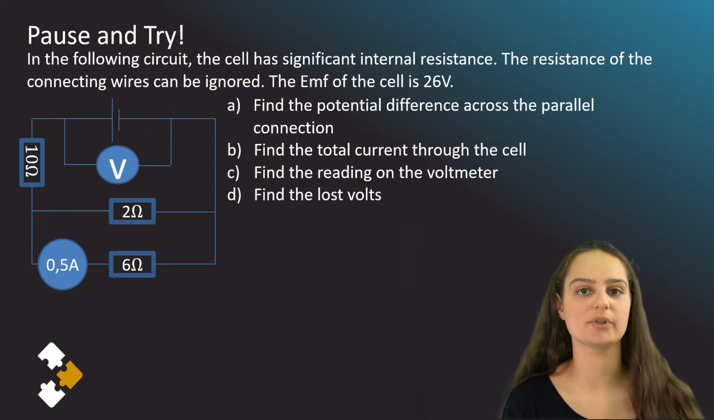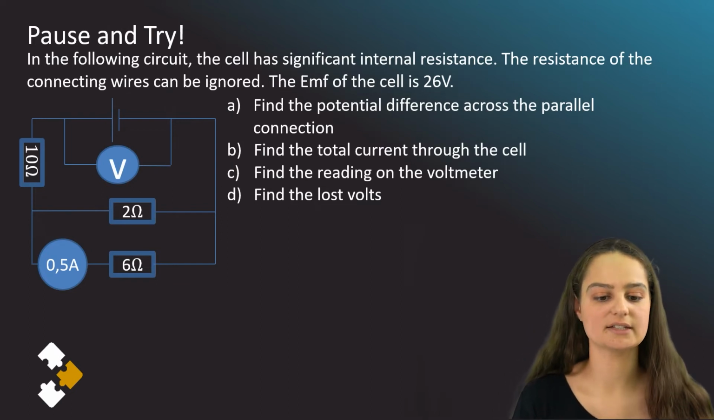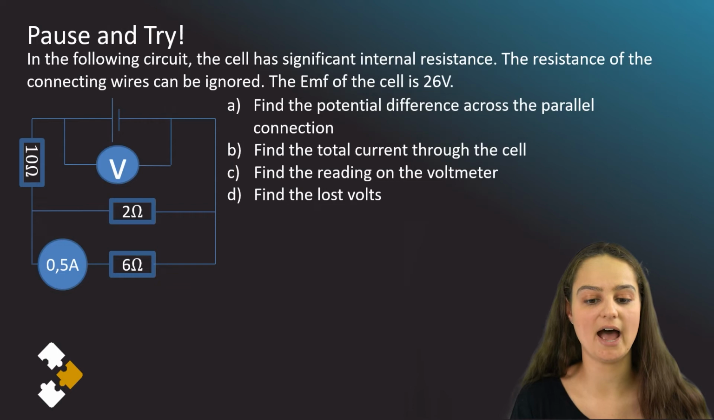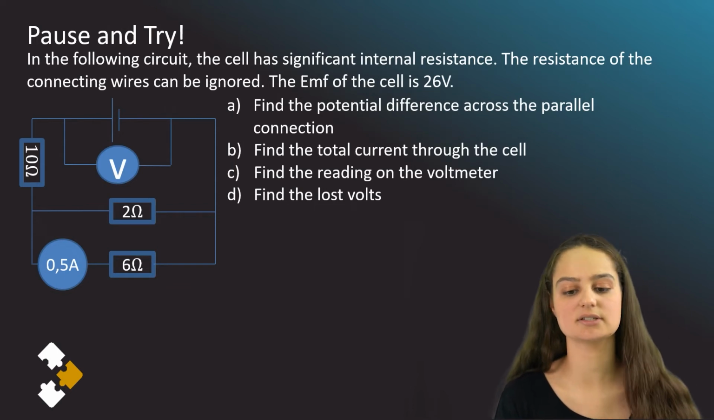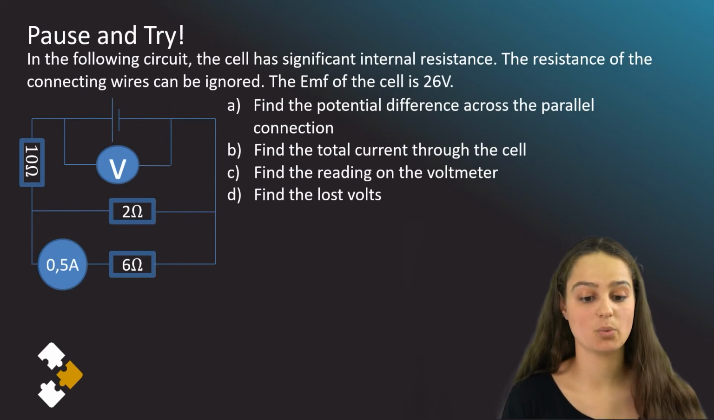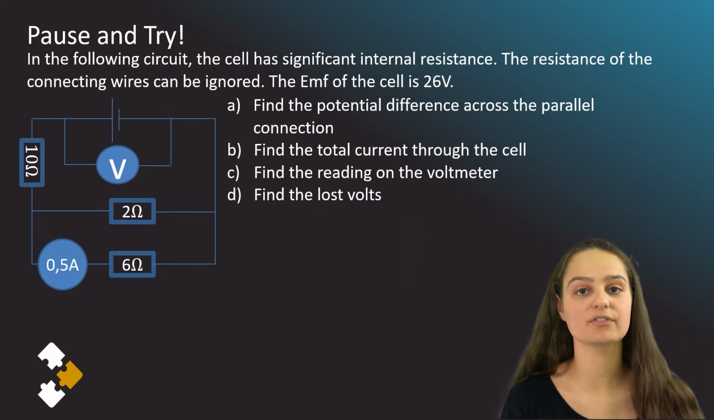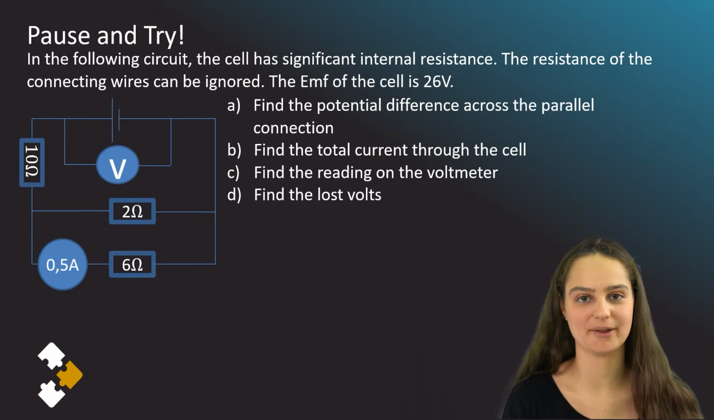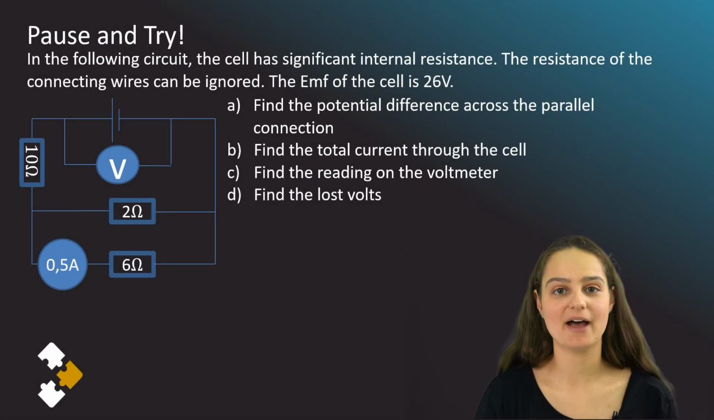So here's an example that you're going to try by yourself. It says in the following circuit, the cell has a significant internal resistance. The resistance of the connecting wires can be ignored, and they've given you an EMF of 26 volts. So pause the video and give this a try. I hope that went well. Now let's take a look at this question together.